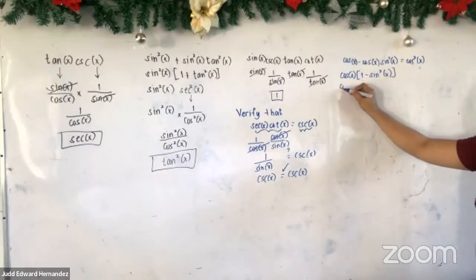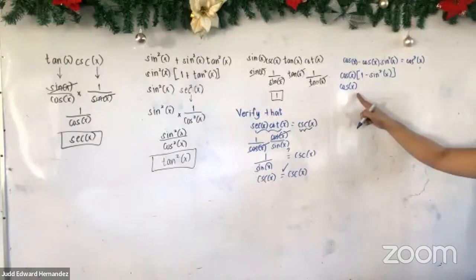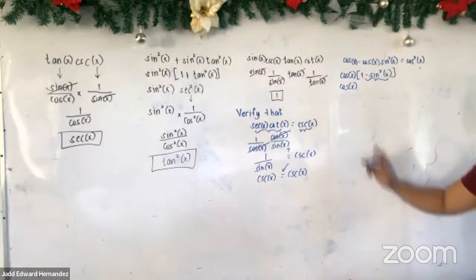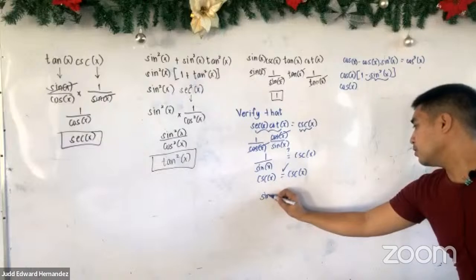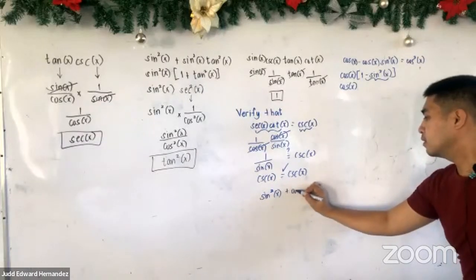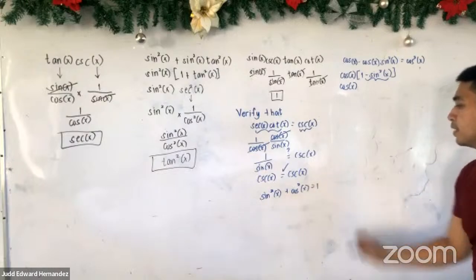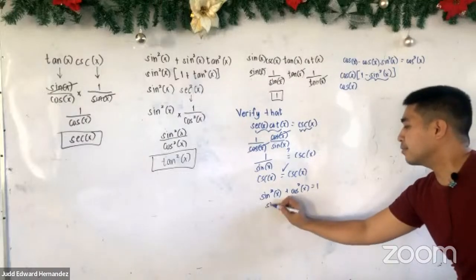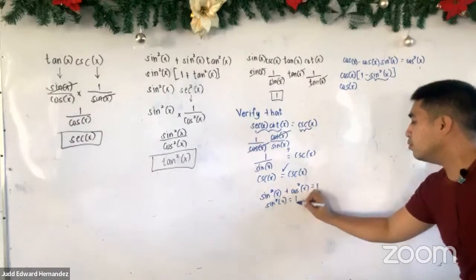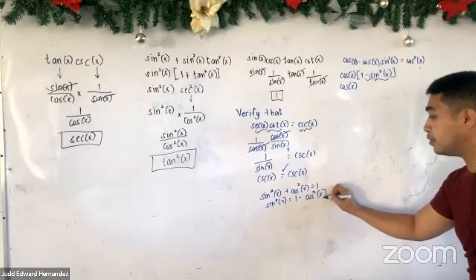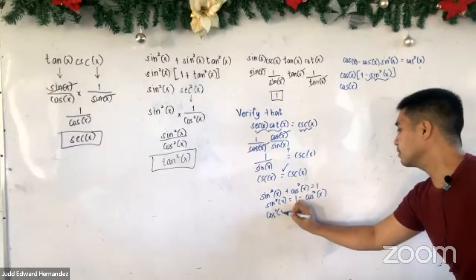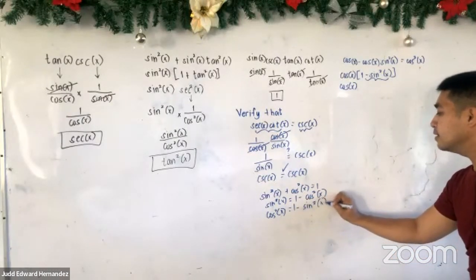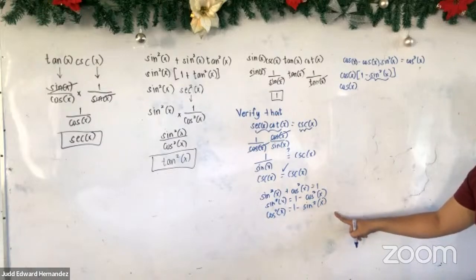And in this case, we could say that this becomes cosine of x. And what is the value of 1 minus sine squared of x? Let's go back to the Pythagorean identity. We have Pythagorean identity which is equal to sine squared of x plus cosine squared of x is equal to 1. And pwede natin siyang i-manipulate. We could say that sine squared of x is equal to 1 minus cosine squared of x. Or we could say that cosine squared of x is equal to 1 minus sine squared of x. Isn't it? Tama po ba?